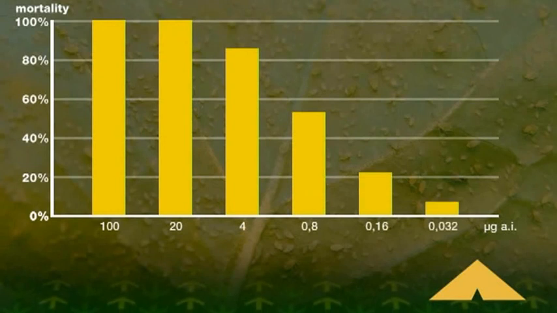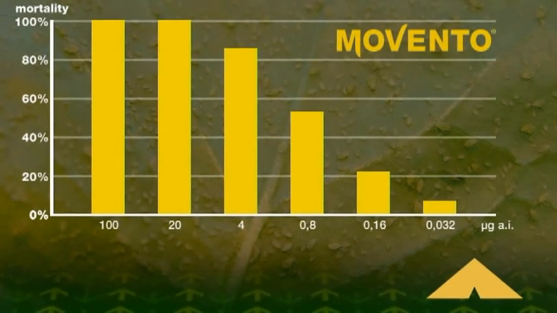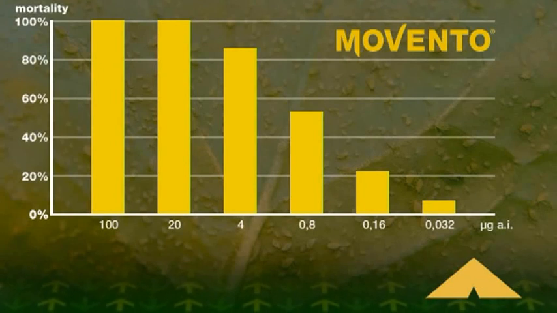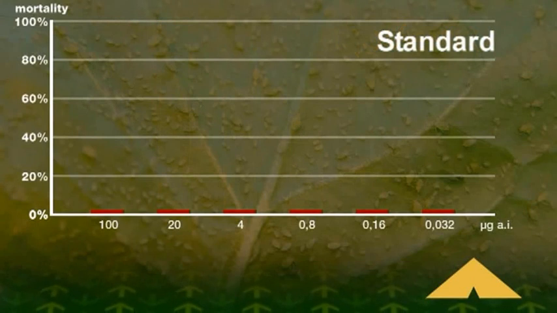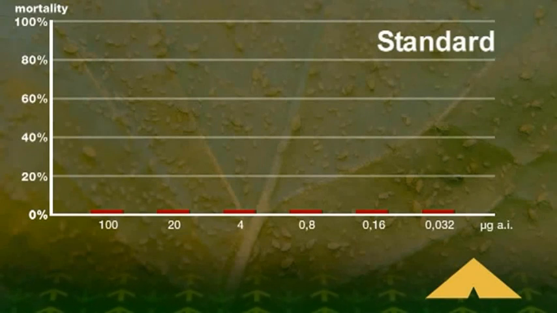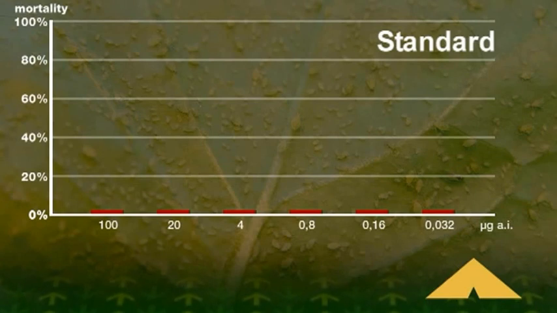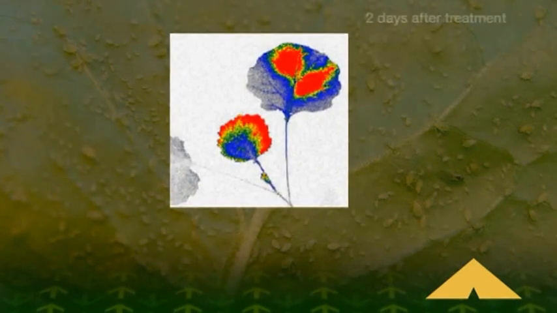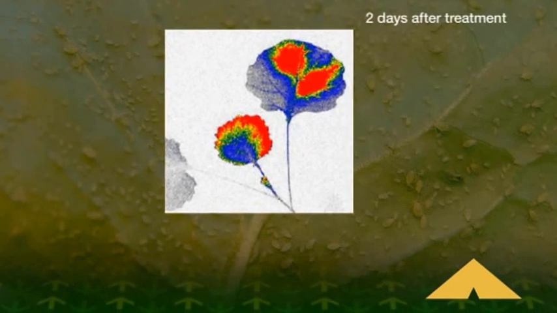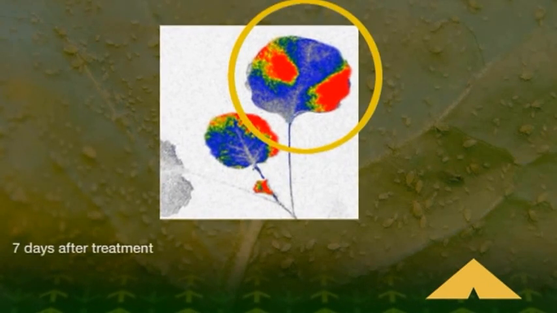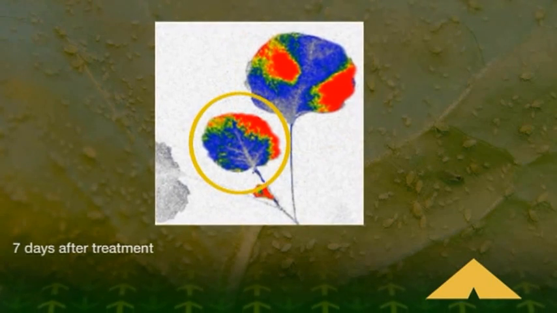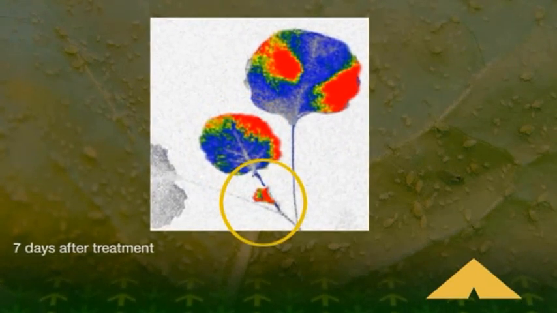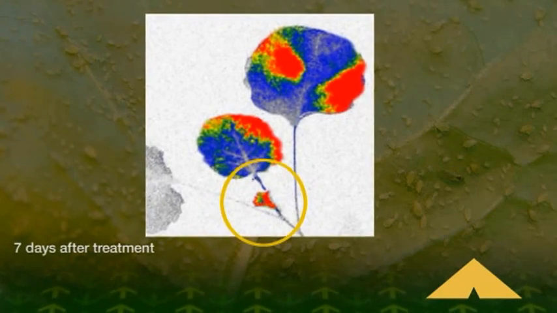In this dose-response trial, Movento shows even at the lowest rates the translocation from leaf to leaf, and so sweeping success. Current systemic market standard, no matter which concentration you test, it doesn't show any control in this trial setup. These autoradiographs of the active ingredient in the plant back up the observations. The treated leaf, the untreated leaf, and even the new developing leaf. All of them are protected by Movento.